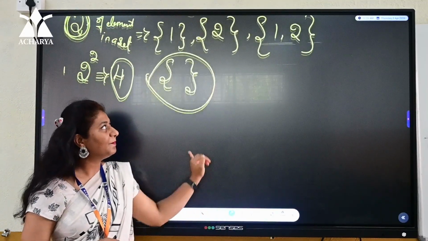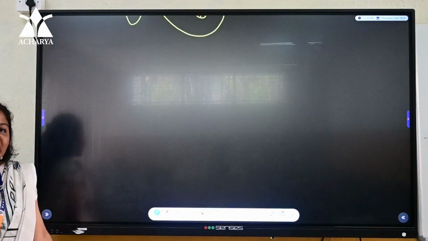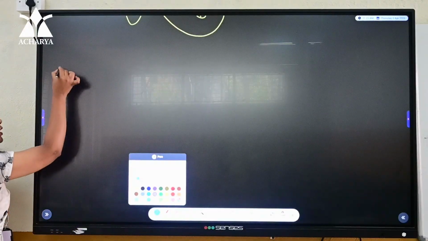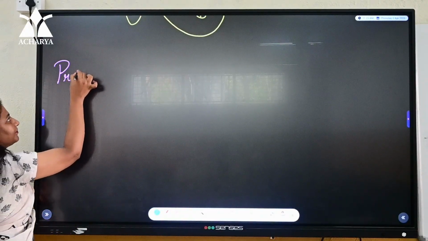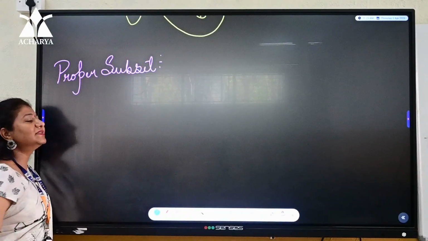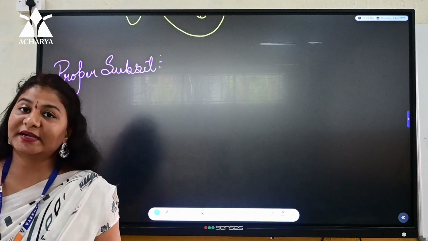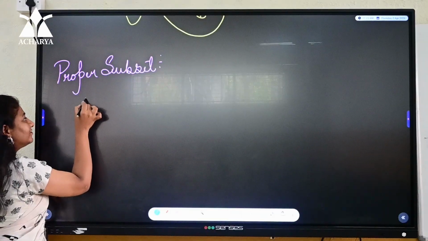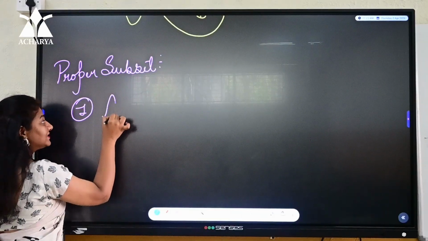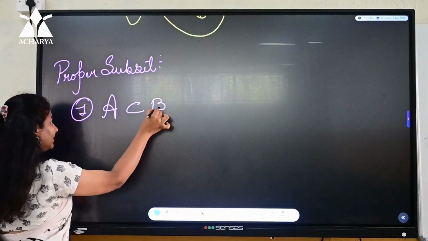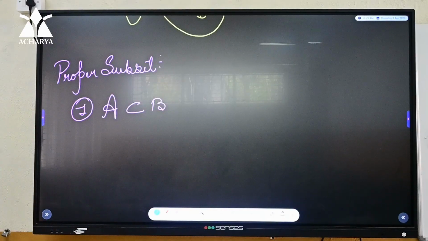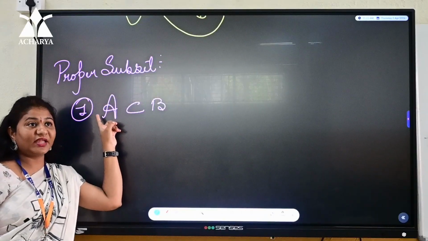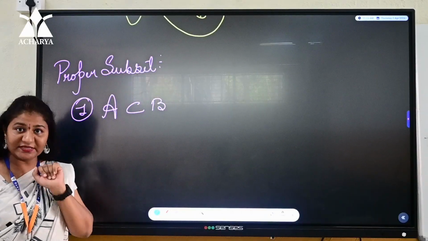In the same way, not only a subset, there is another kind of set, that is a proper subset. So what happens in a proper subset? There are 2 conditions you have to maintain. First condition is A is a subset of B. I have told you in the previous class, what is a subset? If every element of A is also an element of B. That is the first condition.